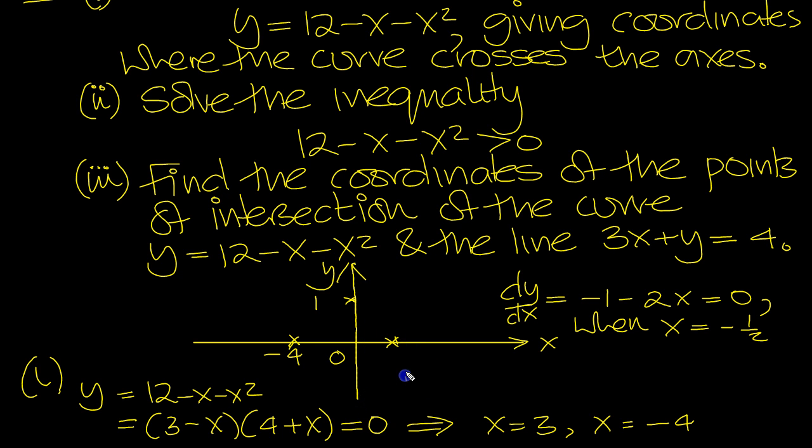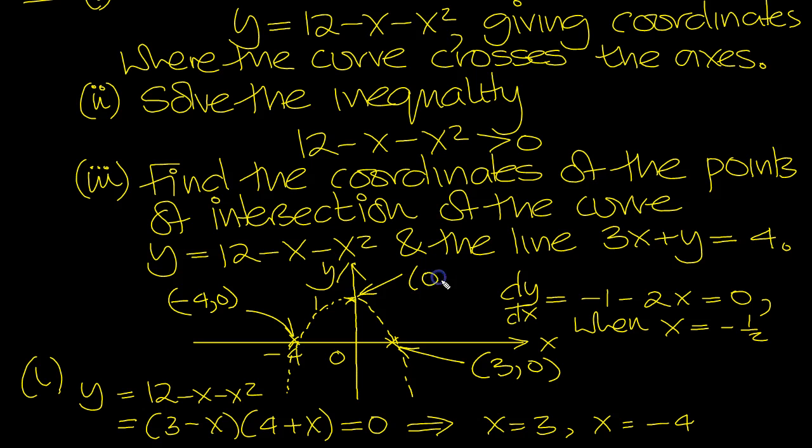So it comes up, n-shaped curve, through here, turns there, and then goes back down at minus 4. So there's the sketch then with the digital pen. So this coordinate here is the 3, 0. This coordinate here is minus 4, 0. And this coordinate here, when x is 0, we have a value of 12, don't we, for y.